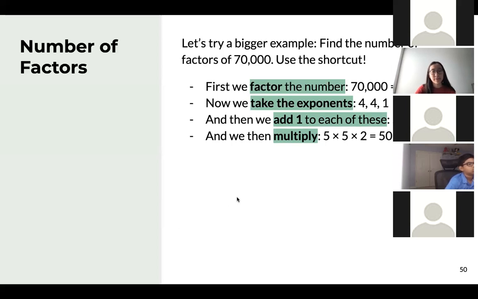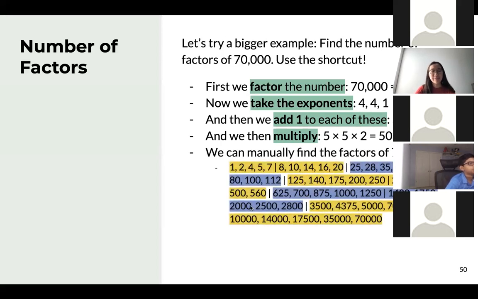So that's the easy way to do it. You can manually find it like this, but that looks like a huge pain. So I wouldn't recommend that. And so that gets you 50 factors, okay? So you guys should be using the faster method to do it.